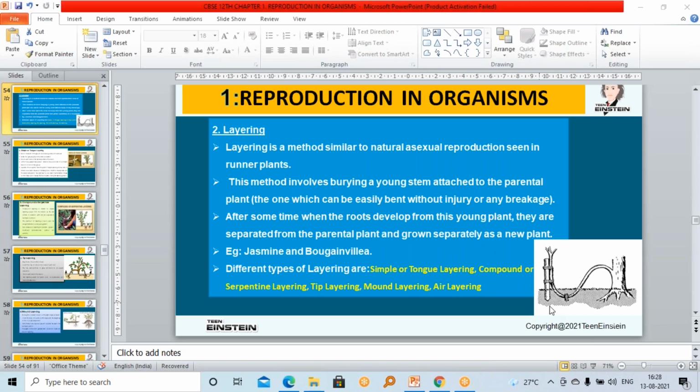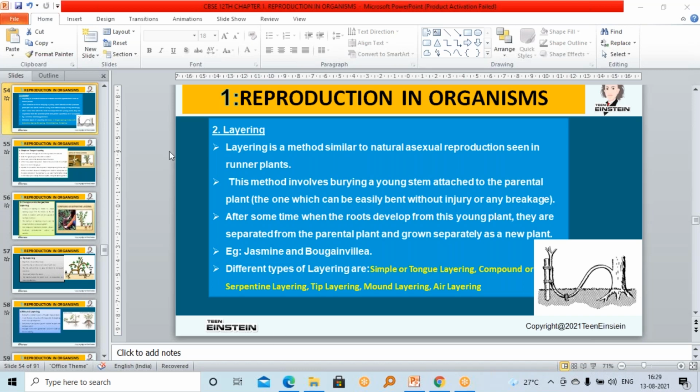Then if you are leaving it for a few days, rooting will start. Then this young plant, we can separate from the parental plant, and we can grow it separately as a new plant. This is mainly done in jasmine and bougainvillea. Examples are jasmine and bougainvillea, then climbing rose. That is also an example.